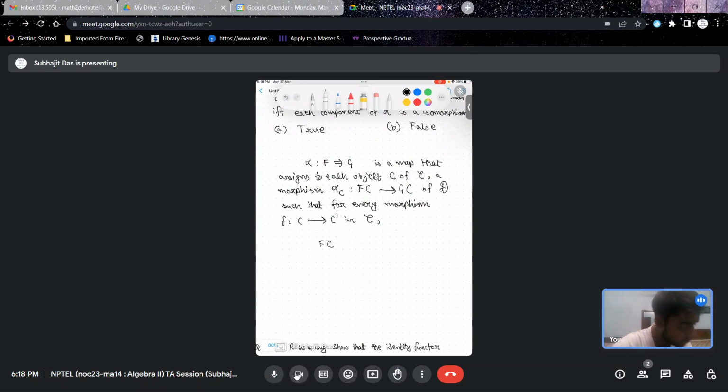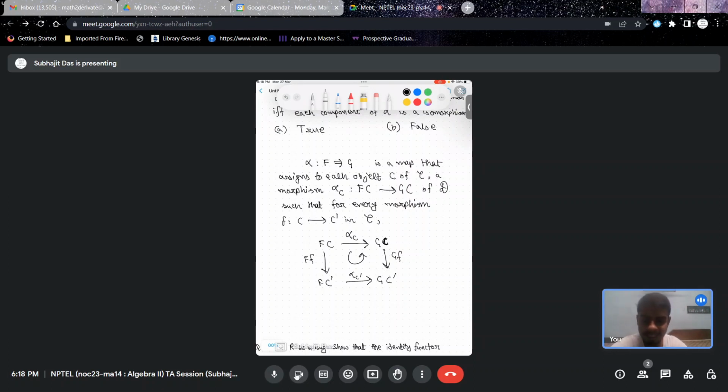So what is the diagram? You have Fc to Gc with the map alpha at c, the component of alpha at c. Then you have the component alpha at c prime, from Fc prime to Gc prime. The vertical arrows coming downwards are the images of f under the two functors, Ff and Gf. For any morphism f, this square should commute.